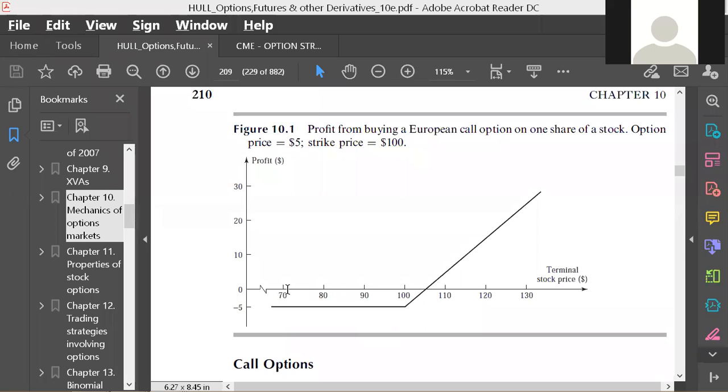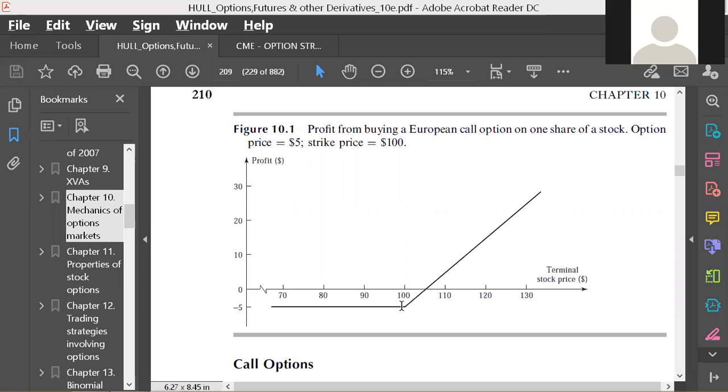So this is how you plot it. And how much did you pay? Remember, they are plotting profit, not payoff. We are plotting profit. So therefore you put -5 against 70. You put the dot over here because you don't exercise the option. You let the option expire worthless. So you have minus 5. Okay, so that's why the plot is over here.